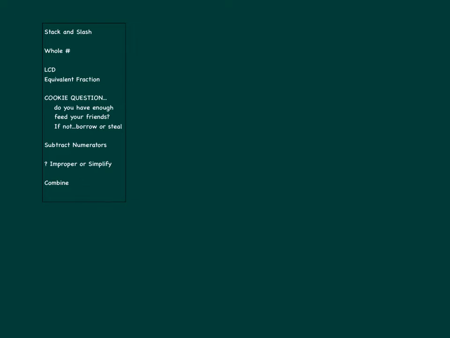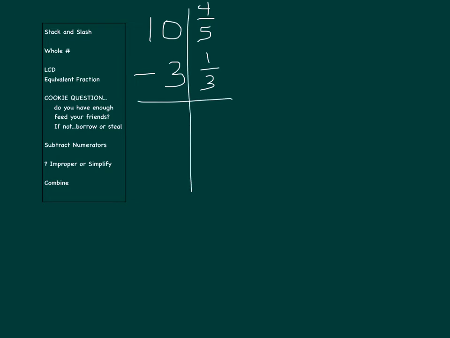So let's try a question here. Let's have something like 10 4/5 minus 3 1/3. So I stack and I slash. Now I take care of my whole numbers. 10 minus 3 is 7. Now it says I need a lowest common denominator, and I'm going to come down here at the bottom and do that.